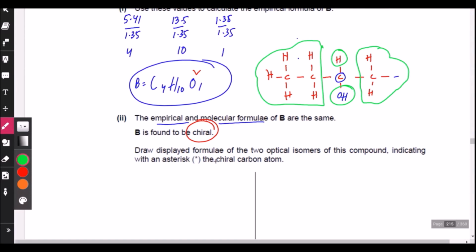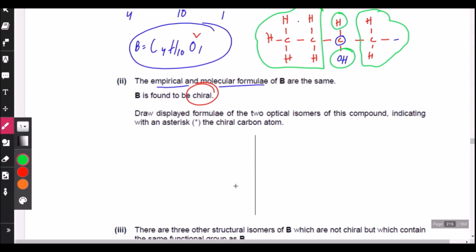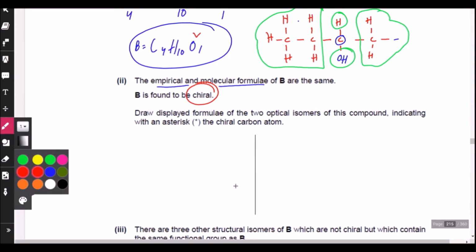It's pointed to 4 different groups. So now it's chiral, and he's asking to draw both of its optical isomers. So you can do that. It's going to be carbon. Draw a tetrahedral for the chiral carbon atom, okay?